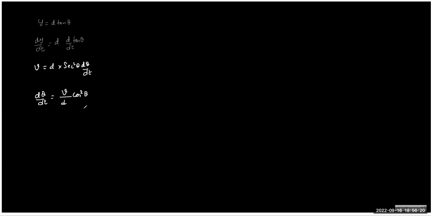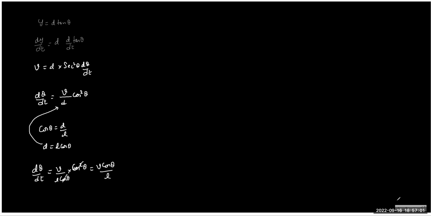Yeah, that's the correct answer. If you want to write it in terms of L, then you can replace, because we know sin theta equals y by L. I want the answer in terms of d and L. So cos theta equals d by L. So I can write d as L cos theta, because I do not want d, so I'm going to replace it. You can express your answer the way you want. So you can clearly see the answer is v cos theta by L. Same answer, guys. I hope so.